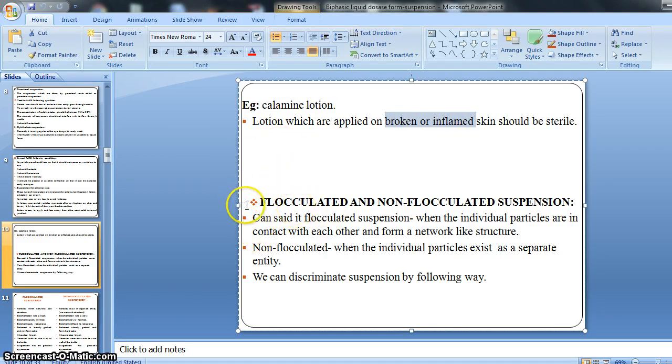Then there is another portion, that is flocculated and deflocculated suspension. There are two kinds of suspension: one is flocculated and the other is non-flocculated. Non-flocculated is an unstable suspension preparation, and flocculated is a stable form of suspension, right? If any mistake happens in our formulation, then we will get a non-flocculated suspension.